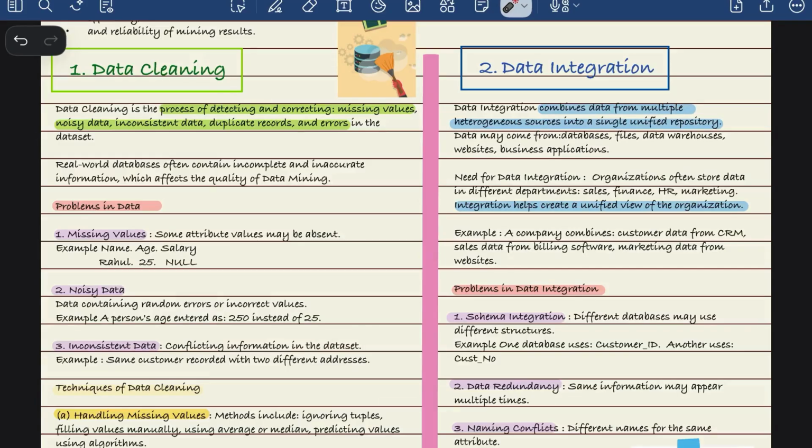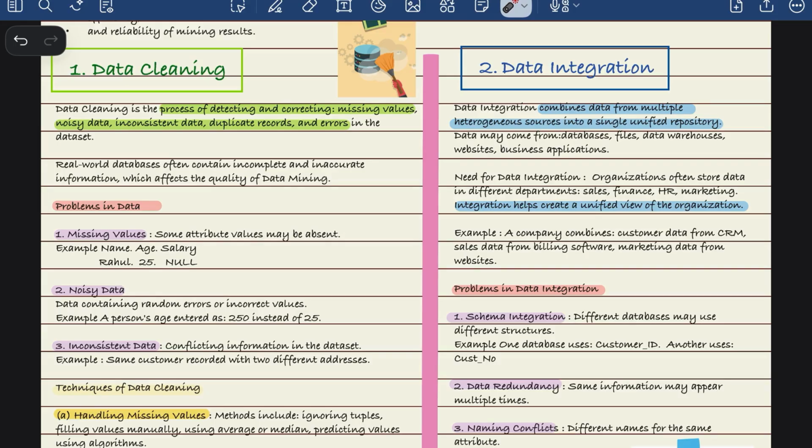So our second step is data integration. As we have already talked about what data integration is, it is an important part of data warehousing. But in data preprocessing, it is very important that we combine the data coming from multiple heterogeneous sources into one single unified repository. And why do we do that? Why do we need data integration?